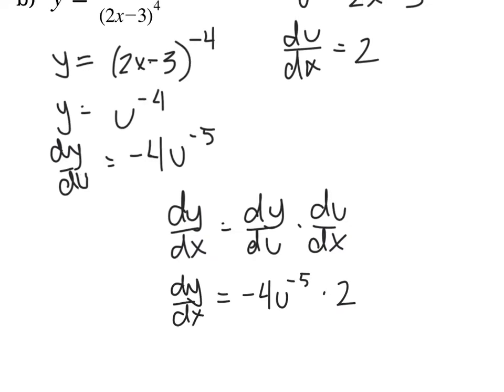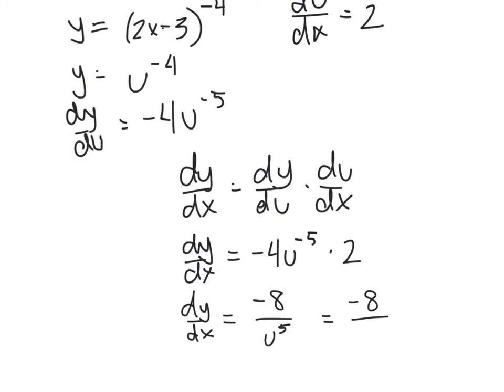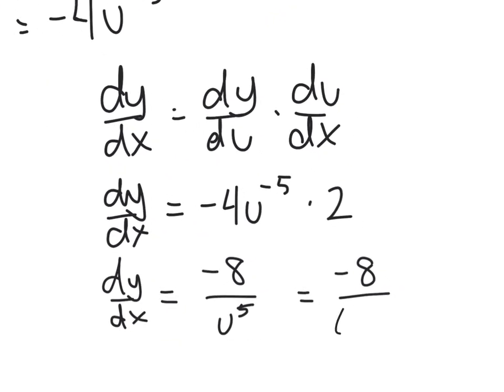Again, simplifying there, we get dy by dx is equal to, well, that negative 4 and that 2 are going to multiply. So we're going to get negative 8, and then that u to the negative 5 is going to go to the denominator as u to the 5th. And then again, to make it in terms of x, I'm just going to replace that u, negative 8 over, and what was u again? Need to go back up here. u was just 2x minus 3, right? So we'd end up with 2x minus 3 all to the power of 5. There we go. There's our derivative.